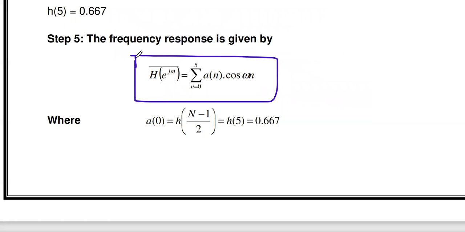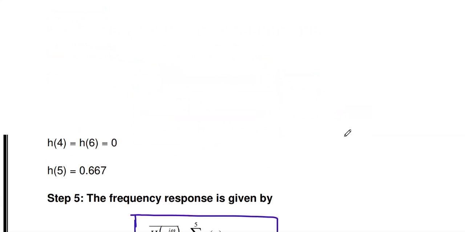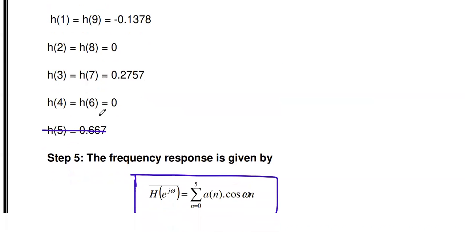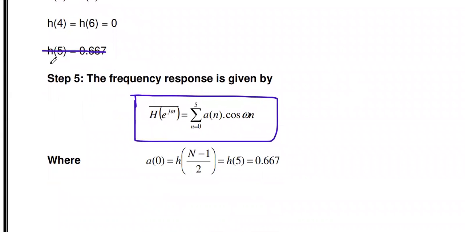What does type 1 mean? If capital N is odd as well as the sequence is symmetric. In all four problems, low pass, high pass, band pass and band reject, you see these filter coefficients are symmetric. Symmetric means h of 5 is the center, and h of 0, the first sequence, and the last sequence, h of 10, are both equal. Similarly, the second and ninth sequence are equal. This is said to be symmetric, so this type of case is said to be a type 1 filter.